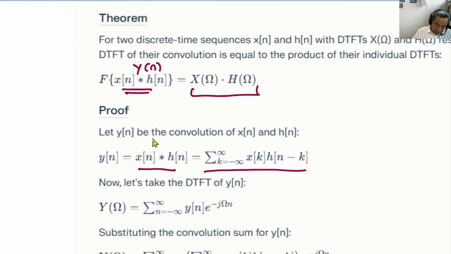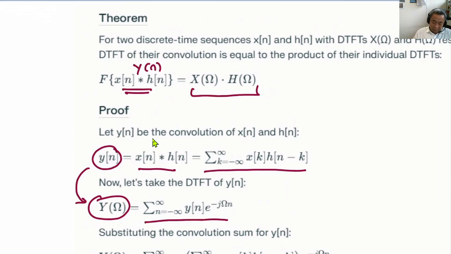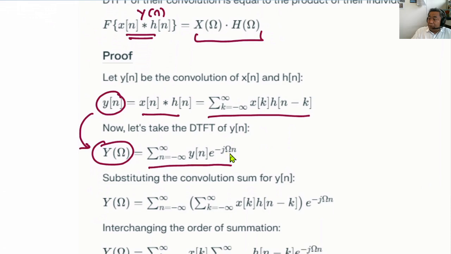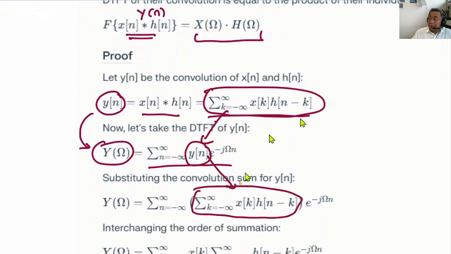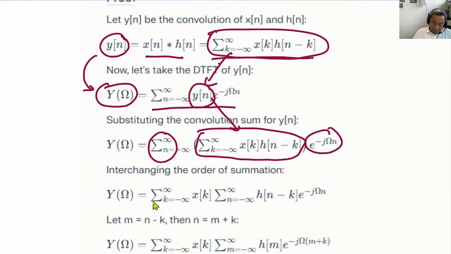Now what about y of omega? Let's call this y of n, and we can perform the DTFT. This is the equation: sum of y of n e to the minus j omega n. We already know what y of n is; y of n is this equation here. So we put this equation over here, and this is still the discrete time Fourier transform. What we then do is interchange the order of the summation. We now put the k outside and sum over n inside.